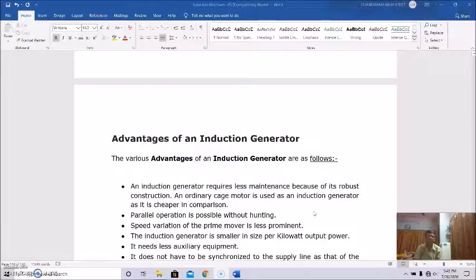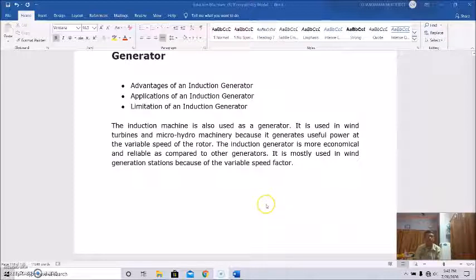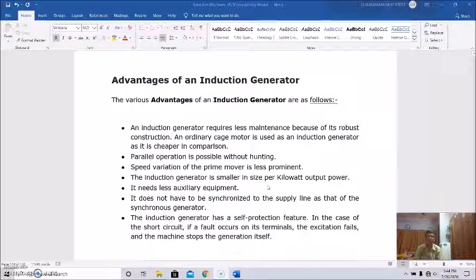We have seen the applications, particularly in wind generating stations and also in micro hydro machinery, because it generates useful power at the variable speed of the rotor. The induction generator is more economical and reliable as compared to other generators, so it is mostly used in wind generating stations because of the variable speed factor. And there are several advantages of an induction generator.